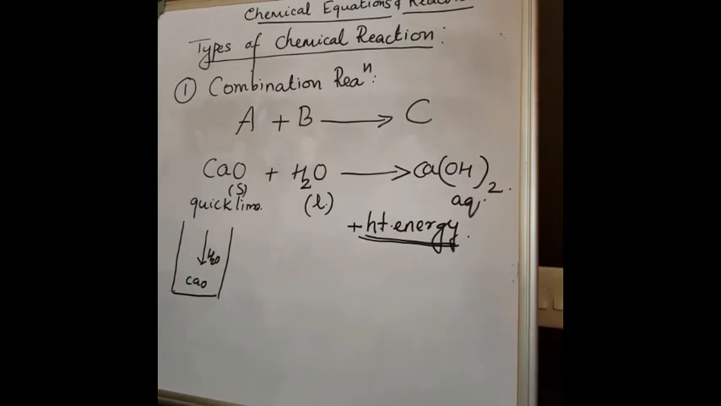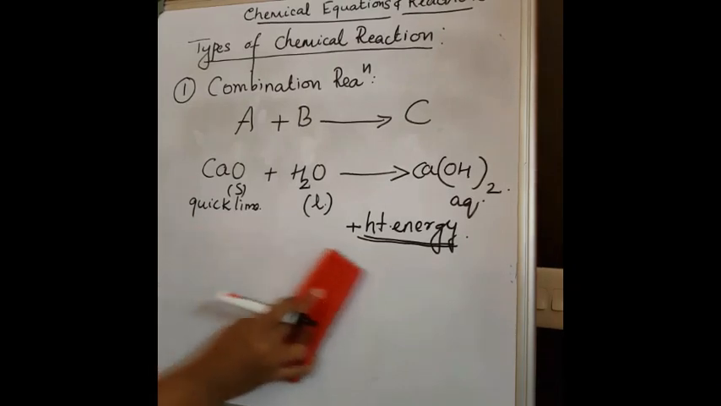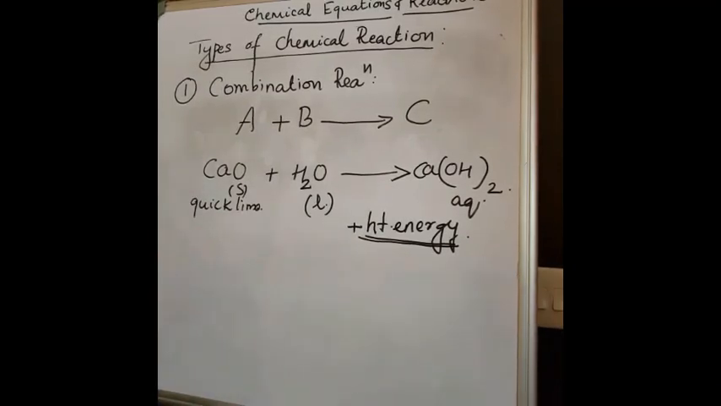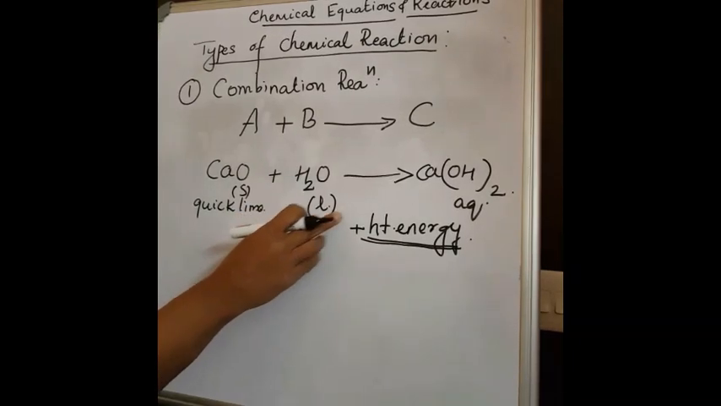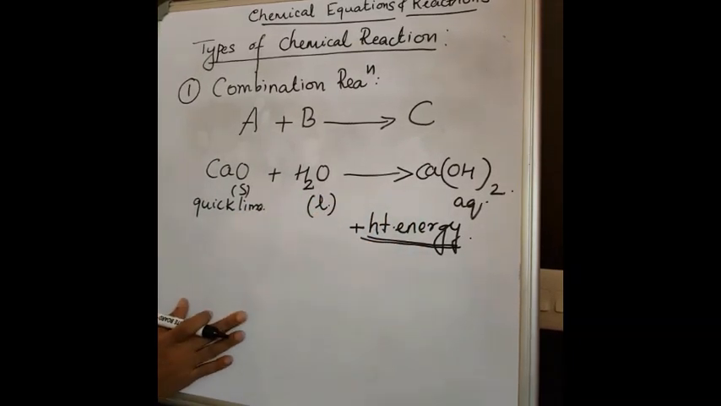Okay. So now how will you define a combination reaction? You can define a combination reaction as when 2 or more reactants combine together to form a single product.